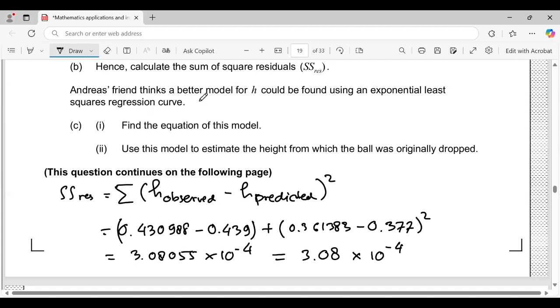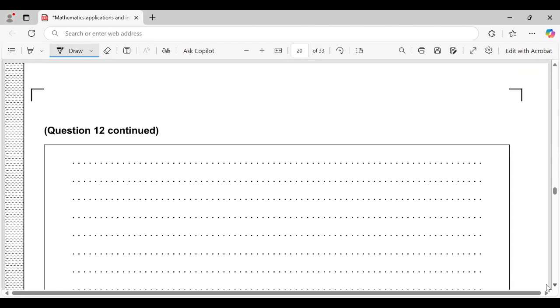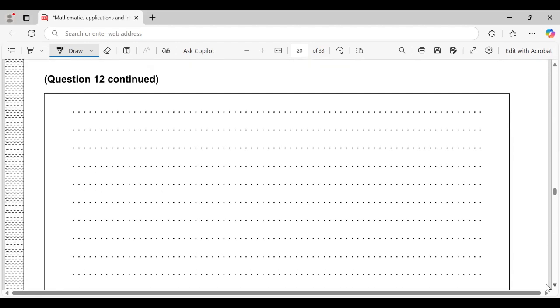Andreas's friend thinks a better model for H could be found using an exponential least squares regression curve. Find the equation of this model. For the equation of that model, we can use the formula Hn equals a times b to the power n minus 1, where a is the initial height and b is the ratio between successive heights.